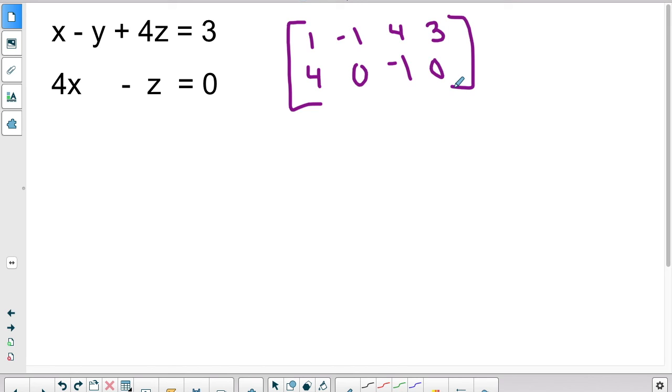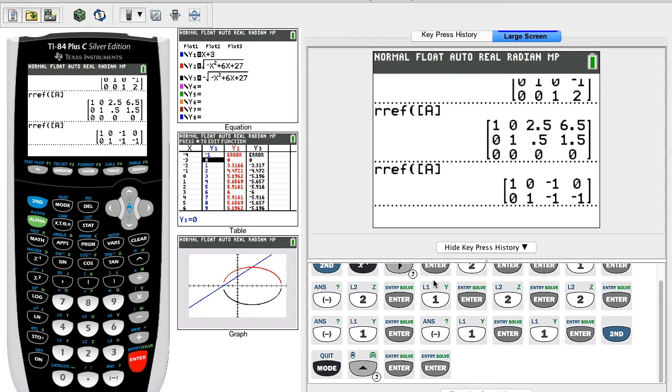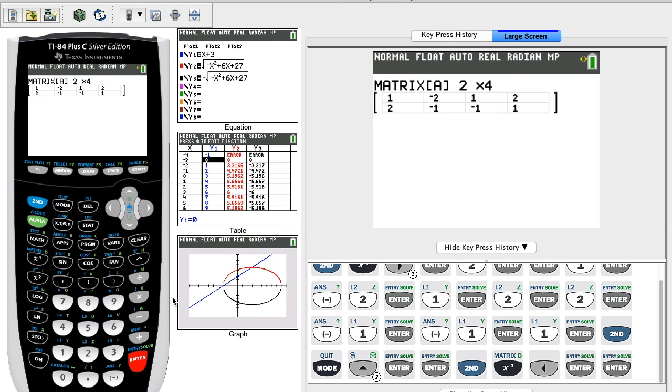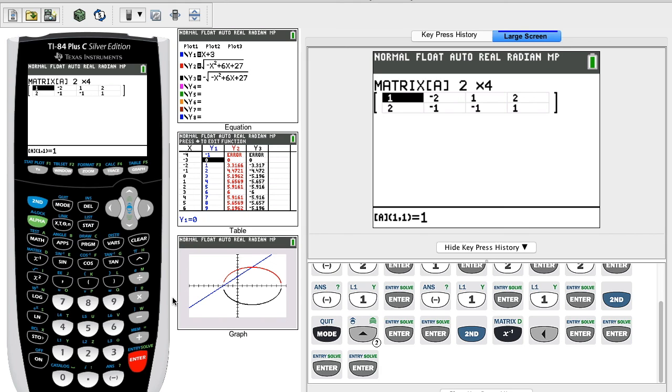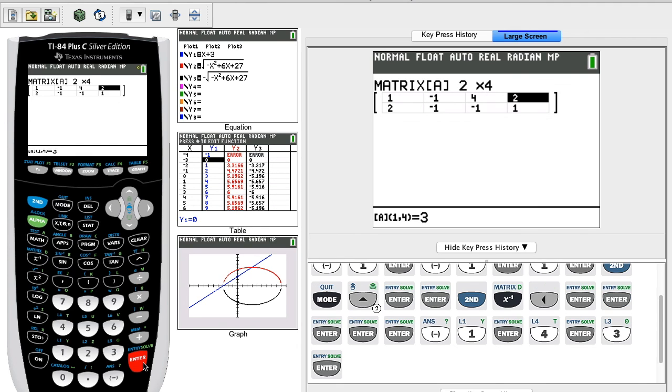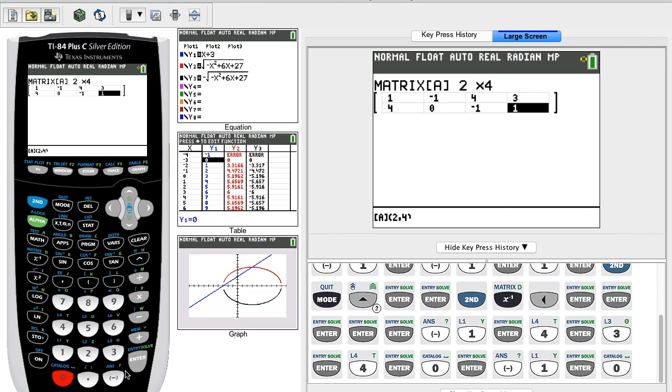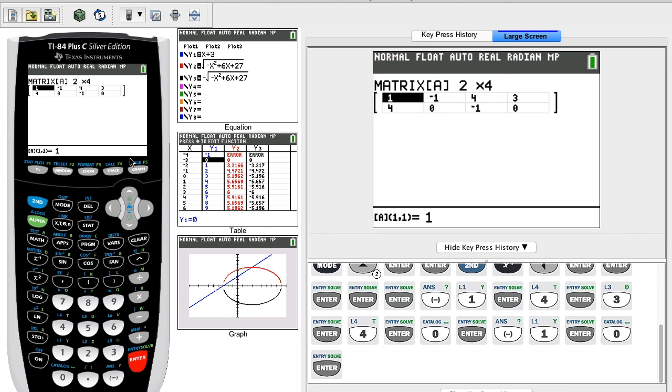And now, we're going to go over to the calculator. So I'll bring my calculator back up. And again, so here we're going to go second matrix and go over to edit, and we're going to edit matrix A. It is still a 2 by 4. Now our first number is going to be 1. Our next number is going to be -1. Our third number is 4. And the last number on the top row is 3. Then we're going to have 4, 0, -1, 0. And these are our numbers that we're going to input here for this system.